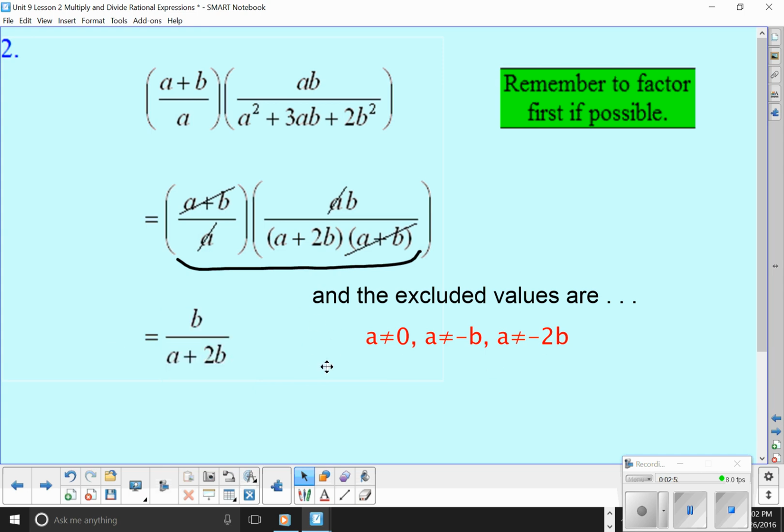How do I get these? I set each denominator not equal to 0. A plus 2b does not equal 0. A plus b does not equal 0. And then I solve for one of the variables. That's it.